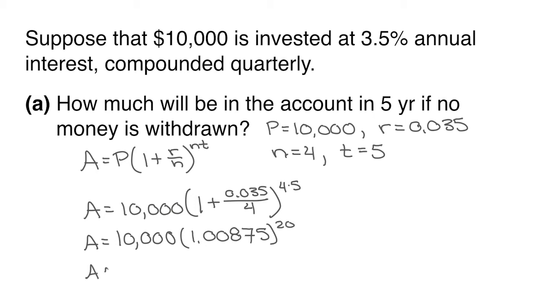Evaluating, we find that A is approximately equal to 11,903.40. So therefore, after 5 years, if no money is withdrawn, there will be approximately $11,903.40 in the account.